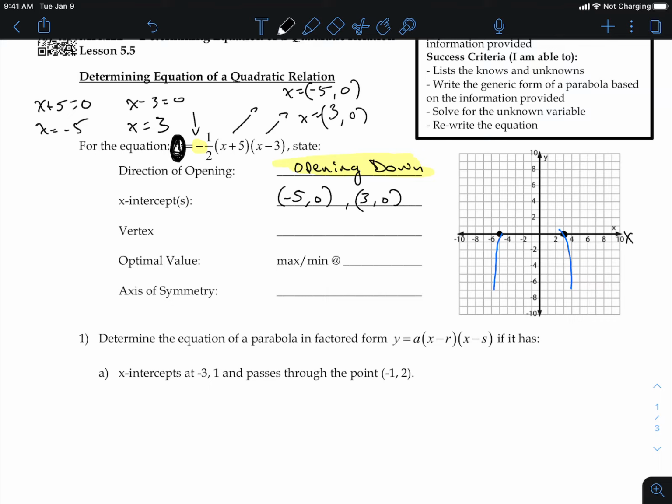I have two points. Yes, Justice? It would be the y-axis, right? It goes right in the middle of the thing. Okay. Kind of. I can see why you think that, but it's not quite the exact middle. How do I find the exact middle? The exact middle is the exact halfway point between these two points, the x-intercepts.